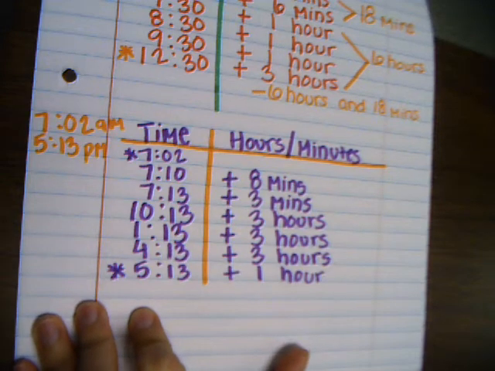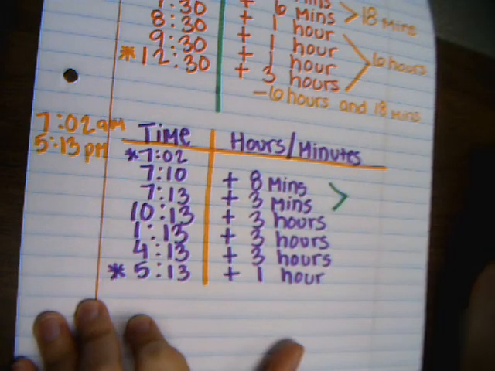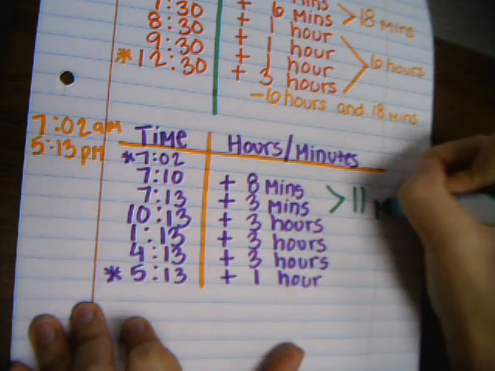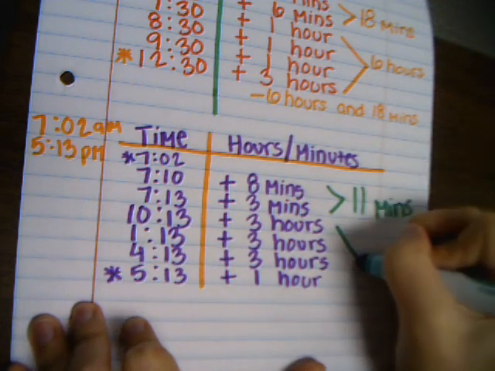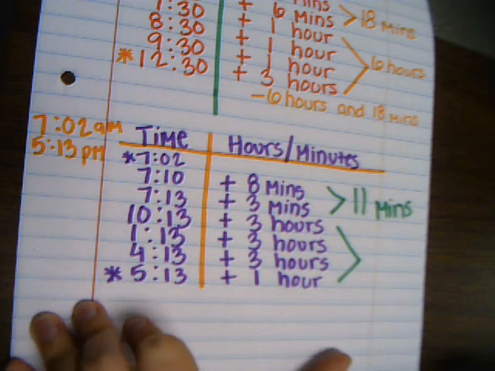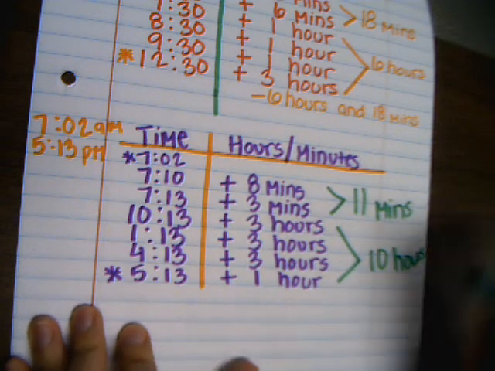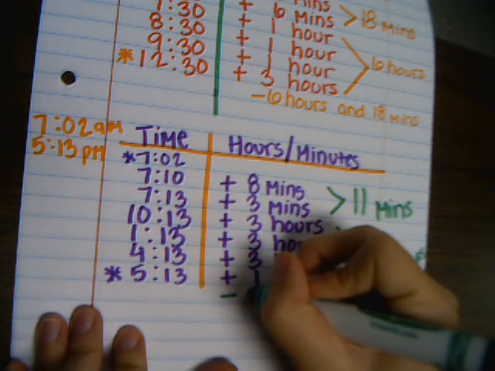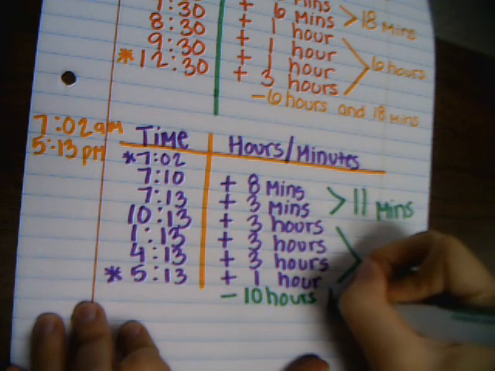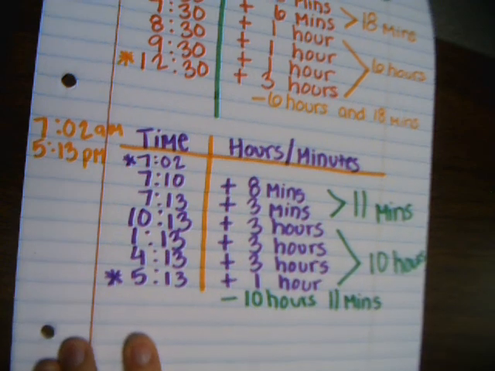Alright, so let's go ahead and on the side add up our hours and minutes. For our minutes, how many minutes went by, guys? 11. Awesome. 11 minutes. And how many hours went by? 10 hours. So, the total amount of time that elapsed was 10 hours and 11 minutes. Great job.